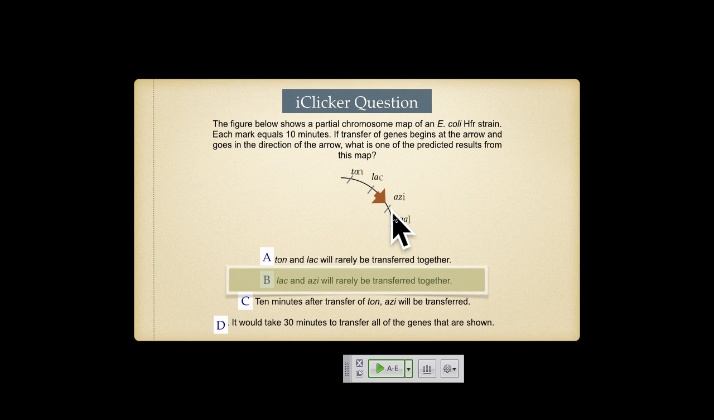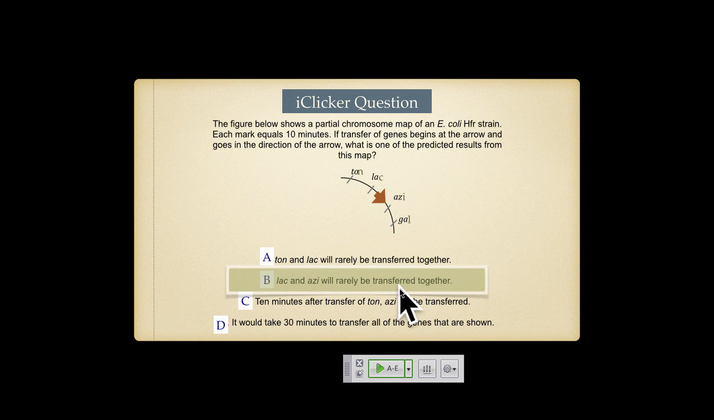Nearly 100. All right. The transfer is starting here at the tip of this arrow and going clockwise. And so this is going to be one of the last sequences to be transferred. Okay. But otherwise, that's all there is to it. You're just mapping them together as they transfer out.